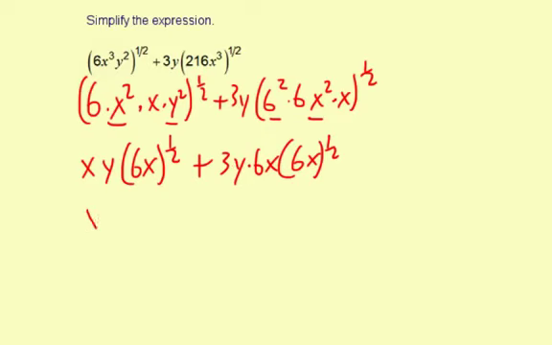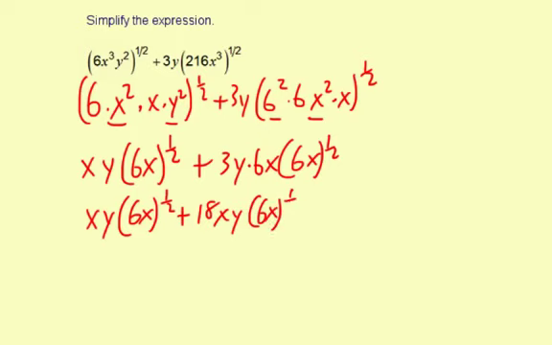The first term is going to stay the same. Now 3 times 6 is 18, and then xy, and then times (6x) to the 1/2. So let's look now. The variable parts are the same. They're both xy times (6x) to the 1/2 power.